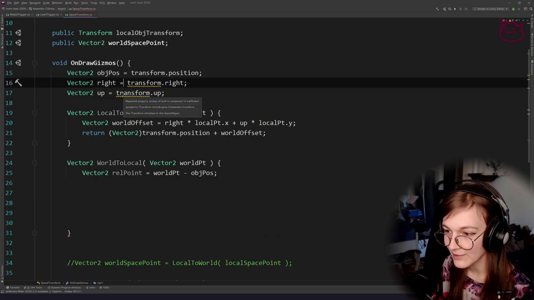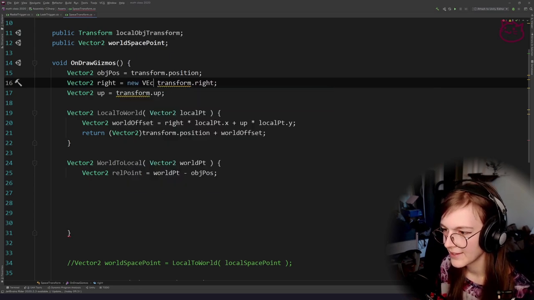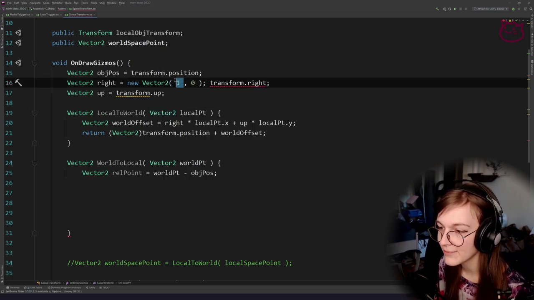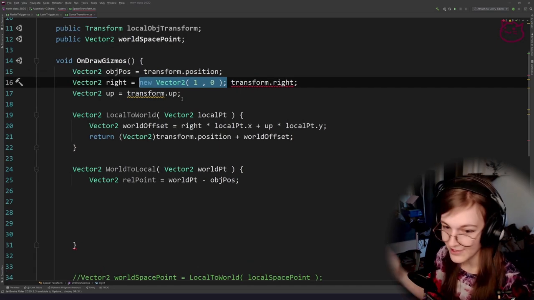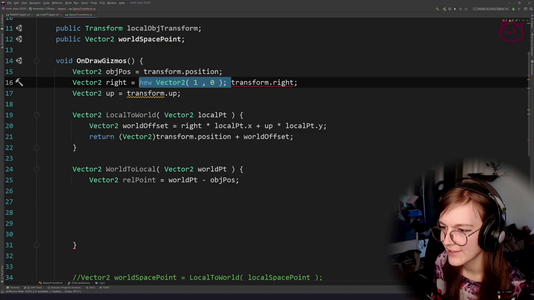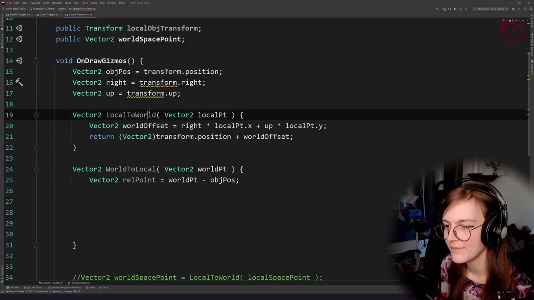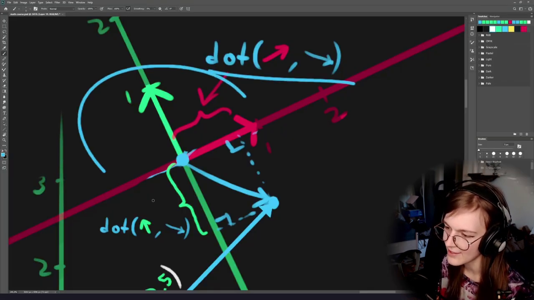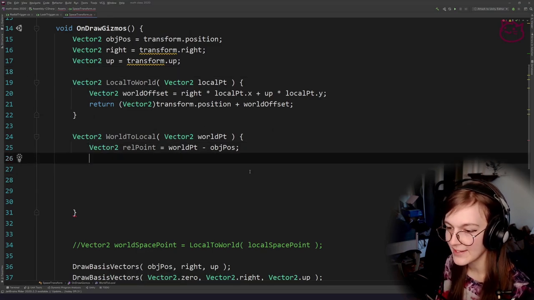If you want to get the local space basis vectors, that is literally just new Vector2(1, 0), because this one is pointing to the right. And that's it, there's not much more to it. Or Vector2.right. So in local space, the basis vectors are very trivial and don't really contain much information. So usually you would use them in world space. So this is the world space basis vectors of this object. Okay. So we have the relative point, and now we need to project it.